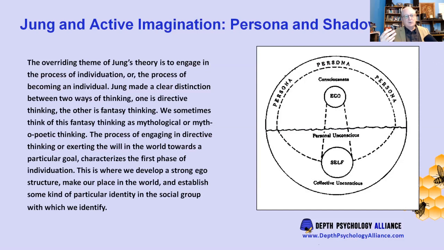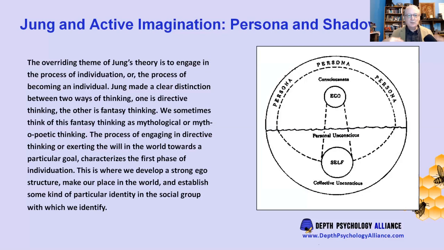Now, the fantasy thinking we sometimes think of as mythological or mythopoetic thinking. But as we develop a strong ego structure and make our place in the world, we often lose access to it, unless we're very, very creative people who have much more facility with accessing this mythological thinking. Today, so much of Jung's work has filtered into the culture that we're a lot more familiar with these ideas. I can assure you in 1916, this was not common knowledge. There was a great outcry just about Freud's ideas. One of the reasons Jung didn't talk more about active imagination was because people saw any kind of exercise like that as being regressive. Culture was moving forward through this directive thinking.